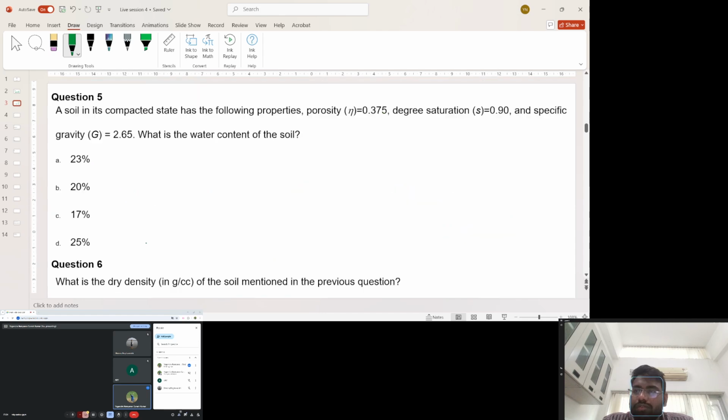Now moving to the fifth question. A soil in its compacted state has the following properties: porosity of 0.375, degree of saturation 0.90, specific gravity of 2.65. What is the water content of the soil?